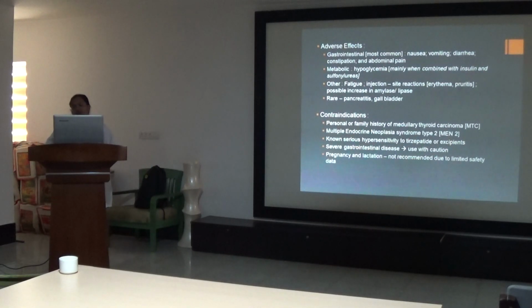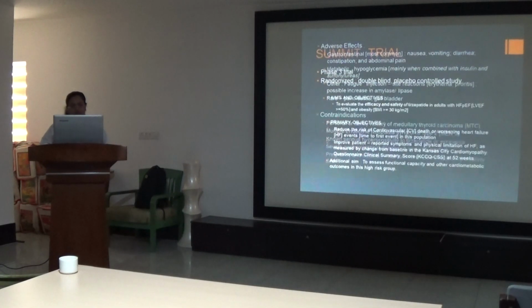Contraindication: in phase 1 trial in animal studies, it was shown that there were increased chances of medullary thyroid carcinoma. Hence, any person with personal or family history of MTC or multiple endocrine neoplasia are contraindicated for this injection, or those who are known to have hypersensitivity to the drug. In those with gastrointestinal disease, we should use it with caution. Pregnancy and lactation not recommended yet because we don't know the long-term safety and we don't have safety data for this also.